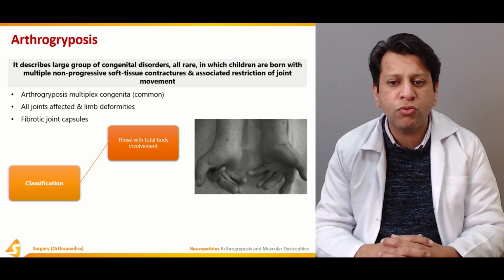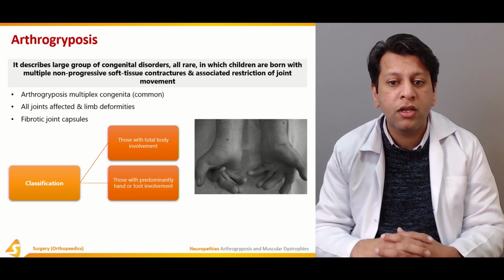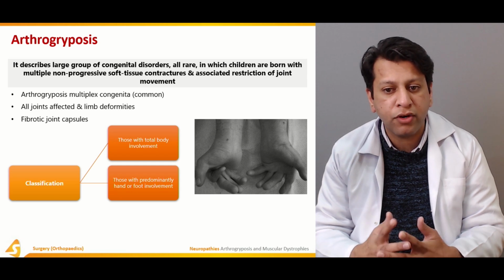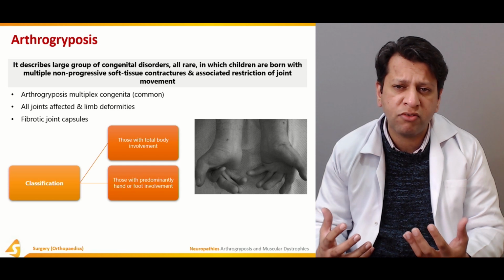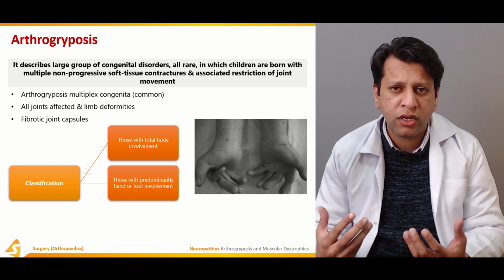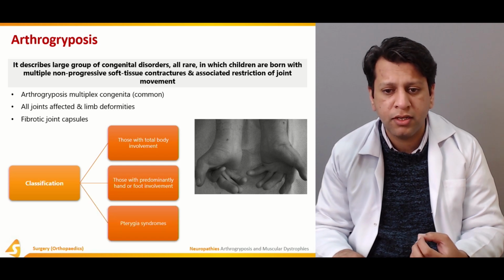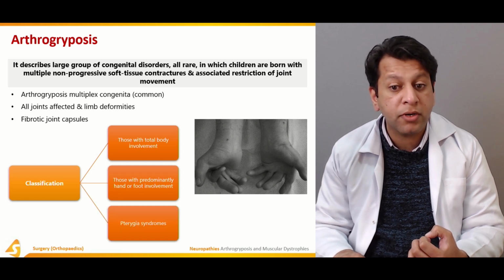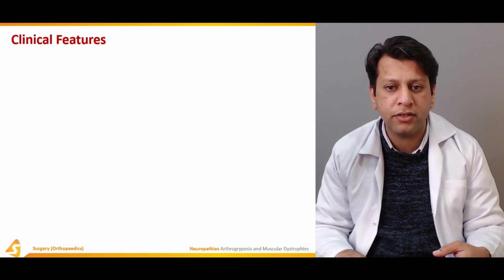The classification is: those with total body involvement, which is called type 1, and those with predominantly hand and foot involvement. In these, there are always contractures, but mainly involving the hands and feet, with associated abnormalities. And lastly, the pterygia syndromes. This is how it is classified.